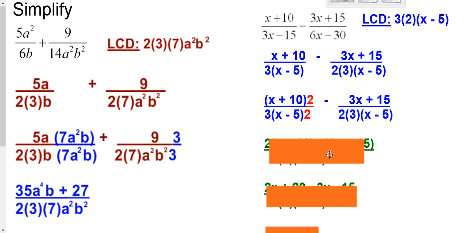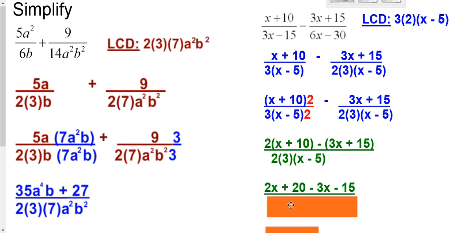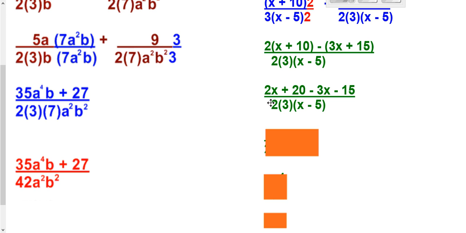Then once we have the same denominators, we can write it as one big fraction over that. So then we can take our red 2, distribute it into our parentheses. Take our negative sign, apply it to the whole thing over here. And so when we do that, we just get this on top over that common denominator. We now have a 2x minus a 3x. That goes together. We have a 20 minus a 15. That goes together.